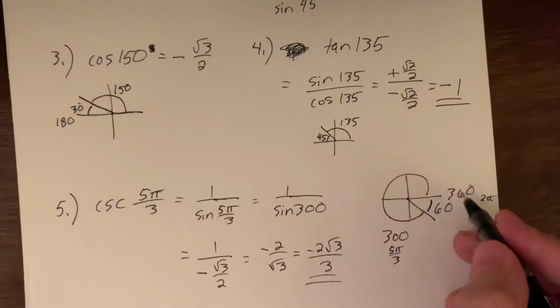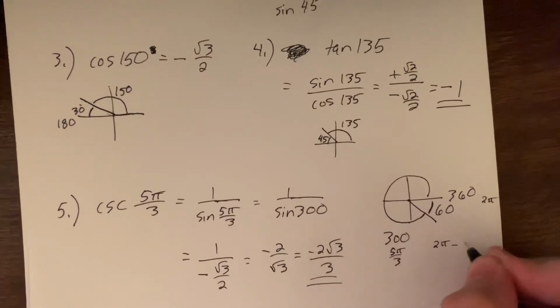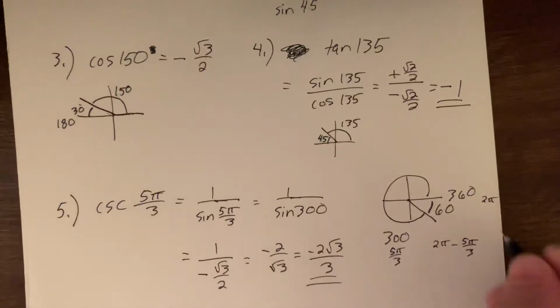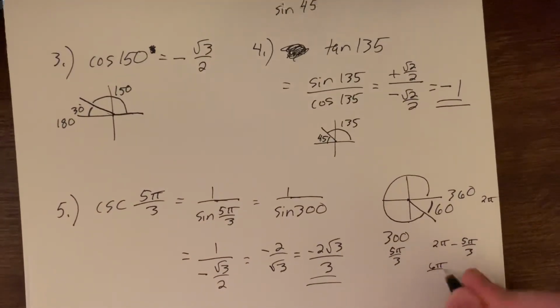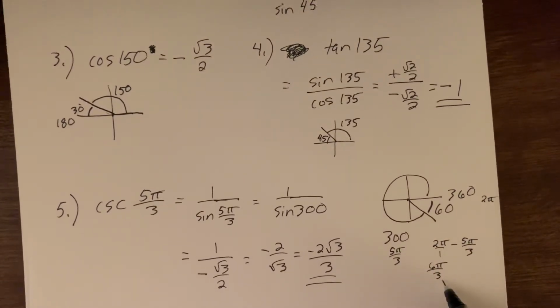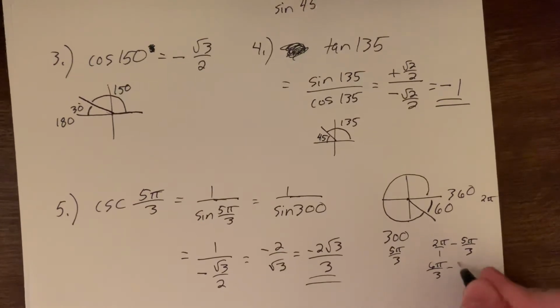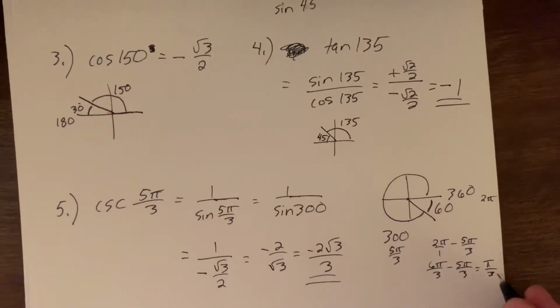So in the same way 360 minus 300 gave you the 60, I would do 2 pi minus 5 pi over 3 to figure out the reference angle. Do a little work. This would be 6 pi over 3. Treat it as 2 pi over 1. Get your common denominator. 6 pi over 3 minus 5 pi over 3 equals pi over 3.